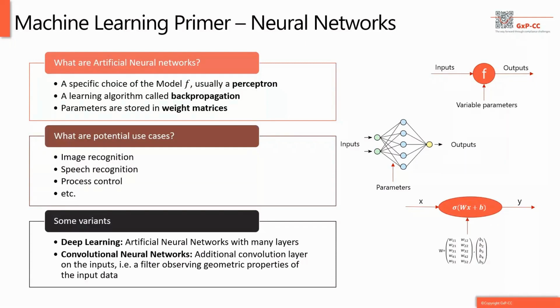Or it could be that you have a convolutional neural network. Convolution is a mathematical function that basically adds a filter layer in front so that you can make use of geometric properties. For example, if you look at an image, it might make sense to not just look at one pixel as input, but also look at what is around this one pixel. So those are just two variants.